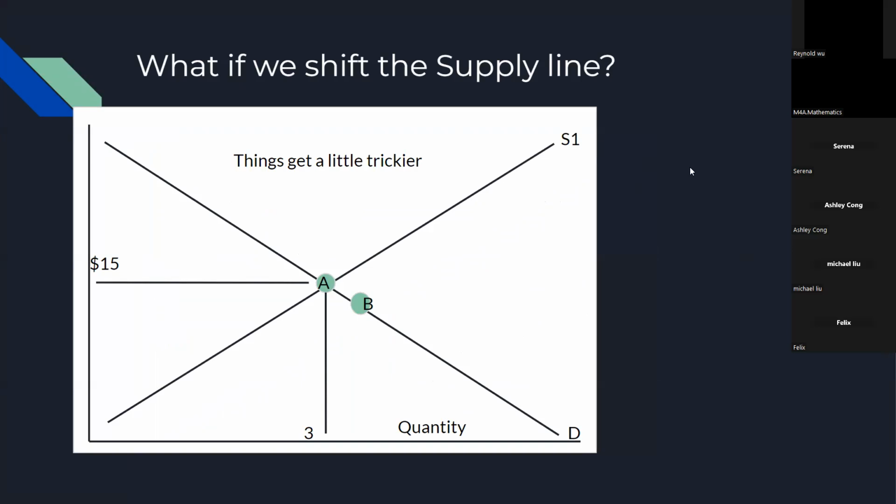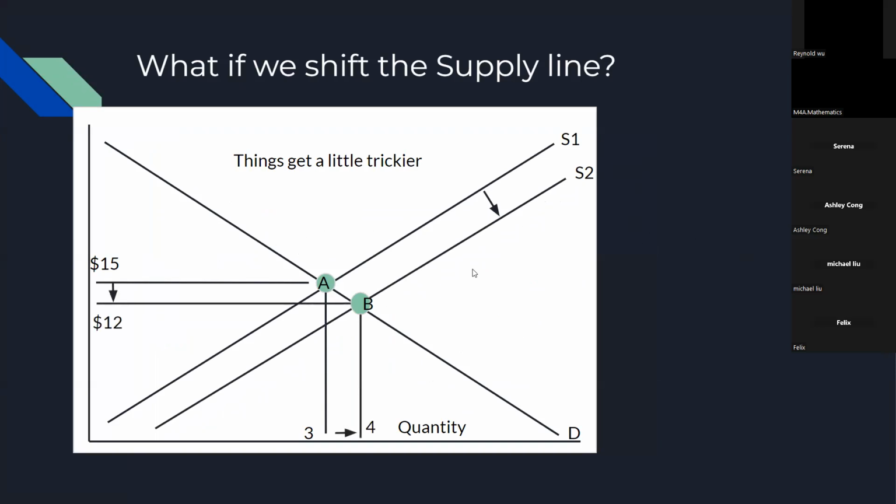So now we shift the supply line. Things get a little trickier. The supply line goes up when we shift it downwards. So think of it like this. Because supply went down, the equilibrium point also changes. The quantity goes up because there is more supply, but the price also goes down because the same amount of people want it, but there's just more of it, and the people who made the product have to sell it. So they sell it at a lower price so that people can buy more. The same thing happens when the supply line shifts upwards. The quantity would go down and the price would go up.